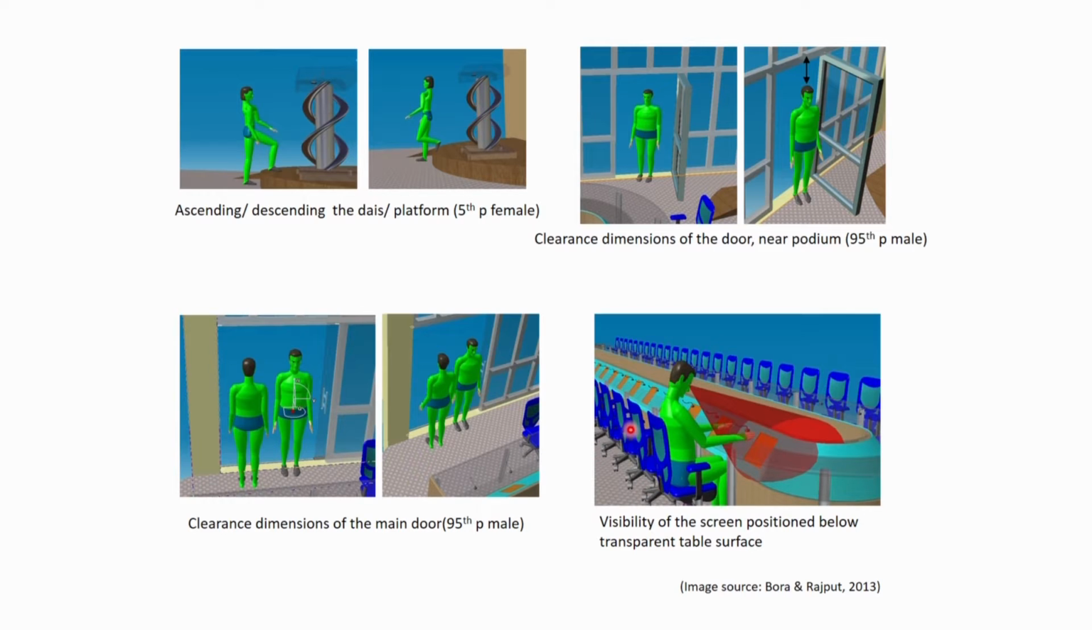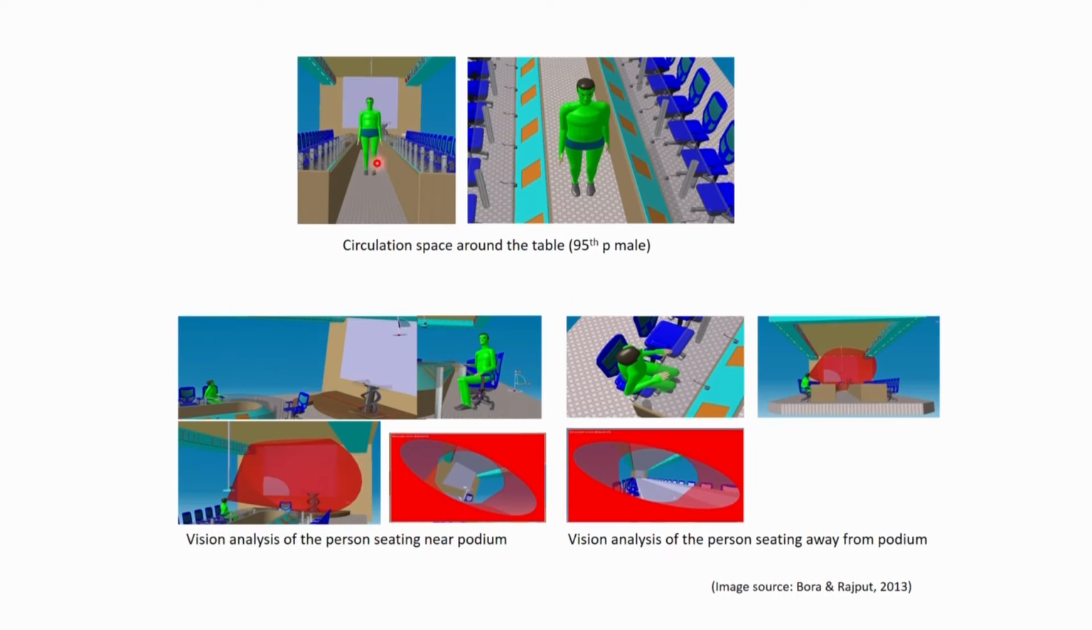Then visibility is also evaluated. While the person is seated on the chair, with a 30-degree view cone or even a 15-degree view cone, they can visualize the display kept below the table surface. Then regarding the circulation space at the middle of the table, in between two rows, the space is sufficient for one person to go and perform the required activities. So circulation space around the table was found sufficient.